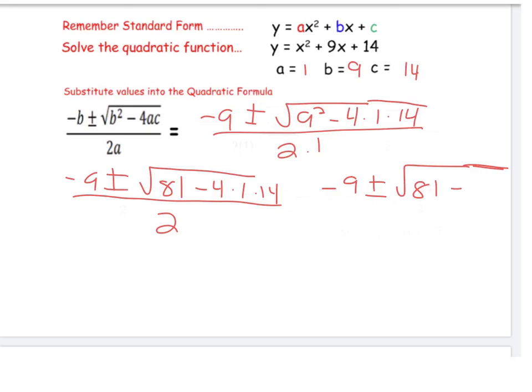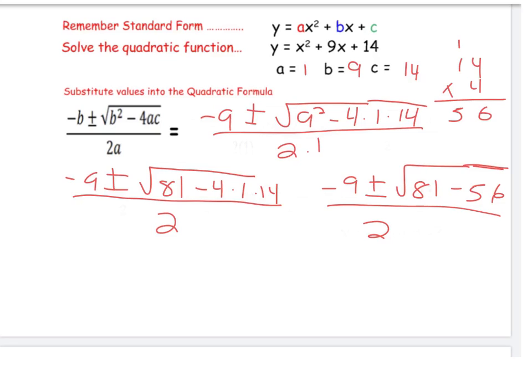I can multiply or subtract. Multiplication comes first in the order of operations, so I would multiply first. So I would multiply 4 times 1, which is 4, and then 4 times 14. So I have 14, and I'm multiplying it by 4. So 4 times 4 is 16, carry the 1. 4 times 1 is 4, plus 1 is 5. So I have 81 minus 56. And then that's still over 2.